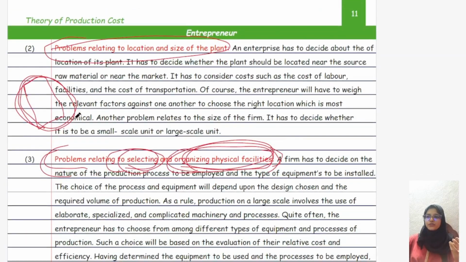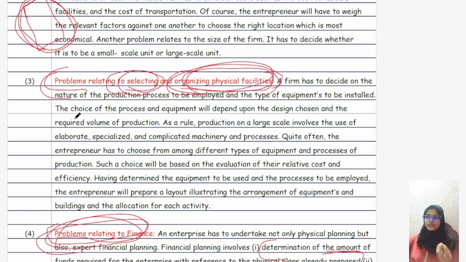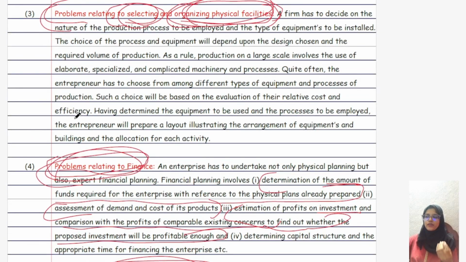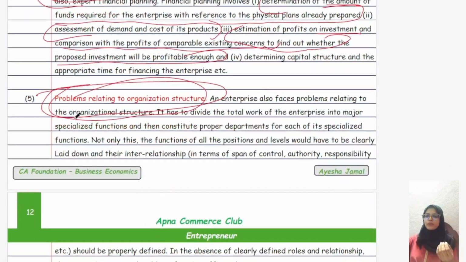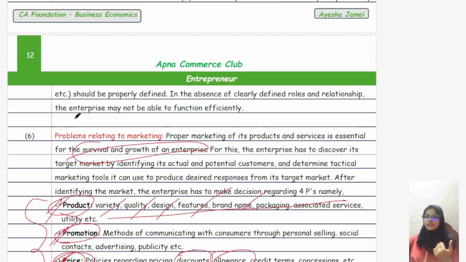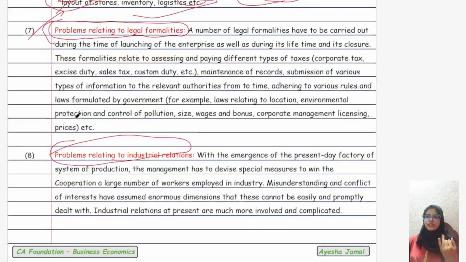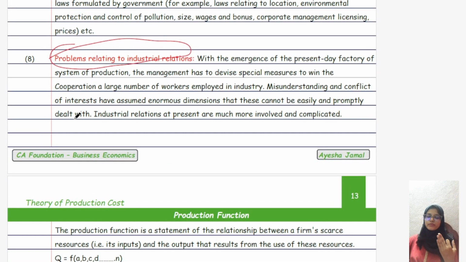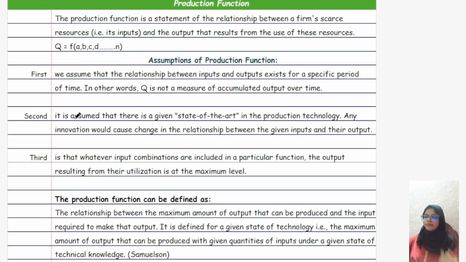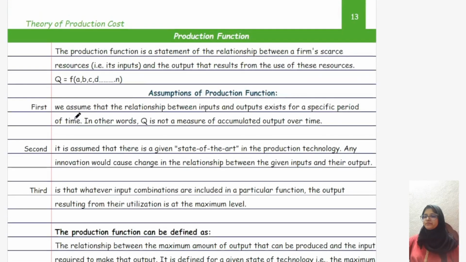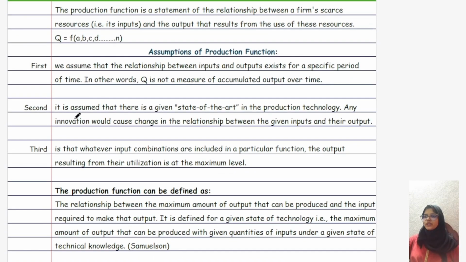Problems relating to objectives, problems relating to location and size of the plant, problems relating to selecting and organizing business facilities, problems relating to finance, problems relating to organization structure, problems relating to marketing, problems relating to legal formalities, problems relating to industrial relations. Now coming up is production function. What is production function? Production function is nothing but a statement of relationship between a firm's scarce resources, meaning limited resources, and the output that results from those resources. That is the relationship.